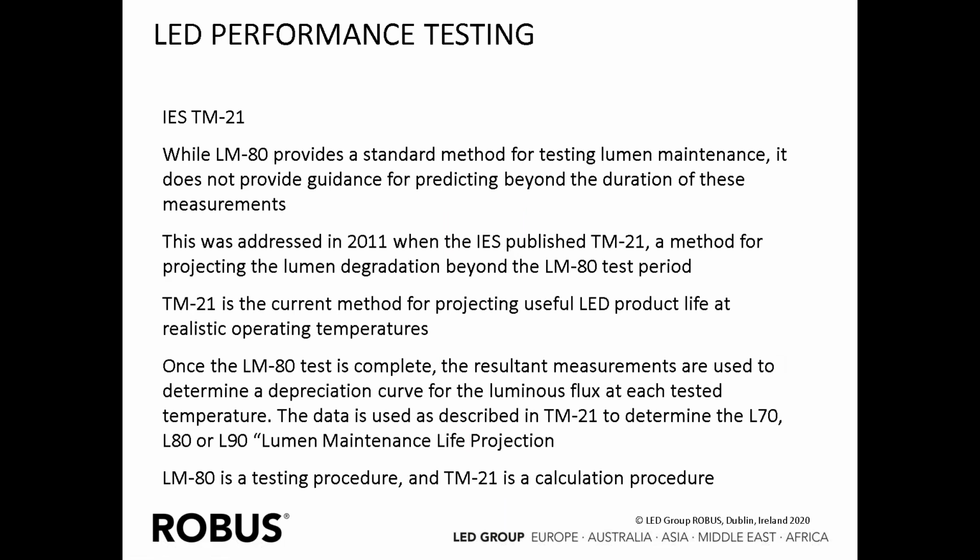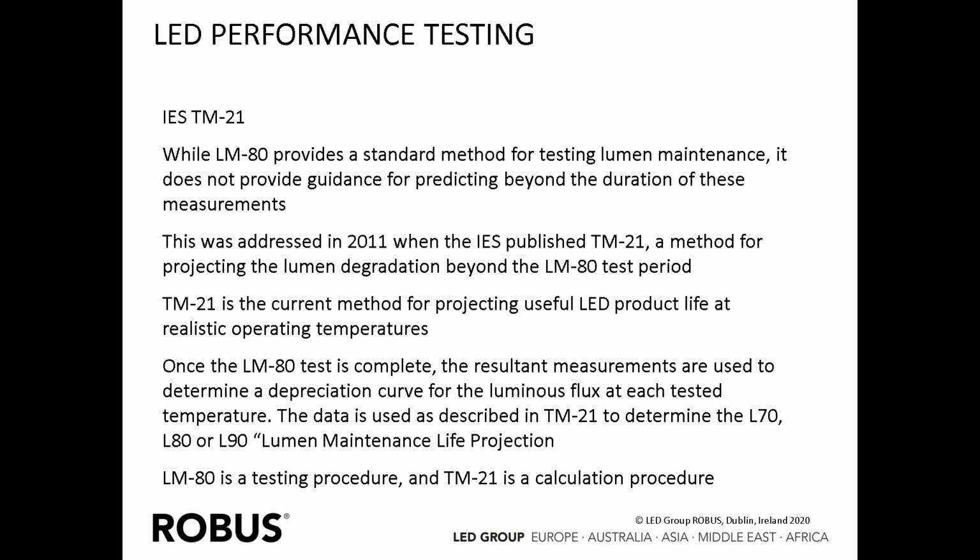Okay, so the second standard that we spoke about earlier was IES TM21. And while LM-80 provides a standard method for testing lumen maintenance, it doesn't provide guidance for predicting beyond the duration of these measurements, which is quite a long time, 10,000 hours, but it certainly doesn't make any recommendation of lumen maintenance over a longer period. So this was addressed in 2011 when the IES published TM21, which was a method for projecting the lumen degradation beyond the LM-80 test period.